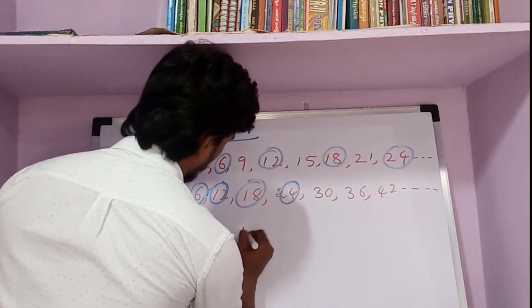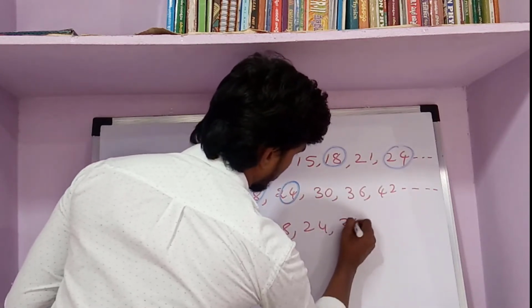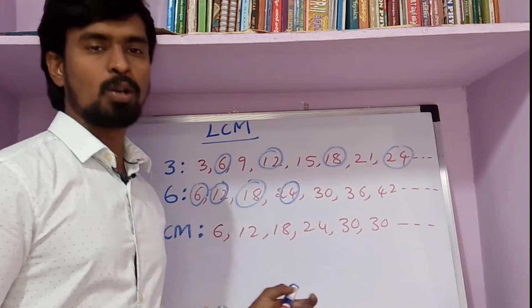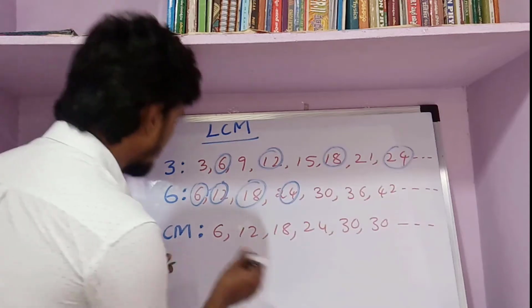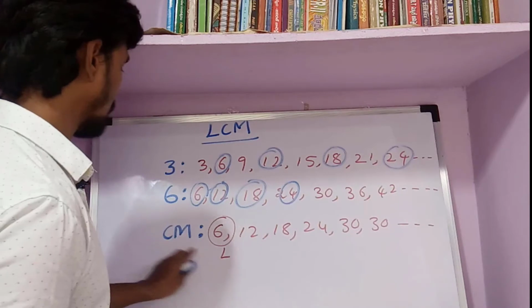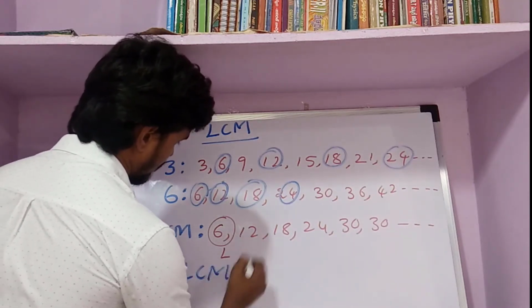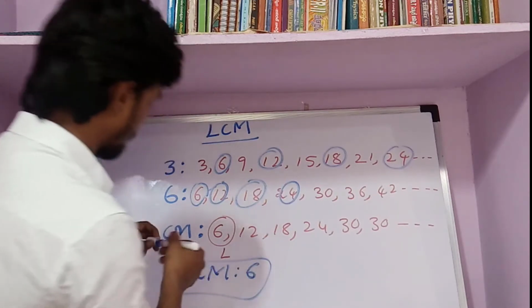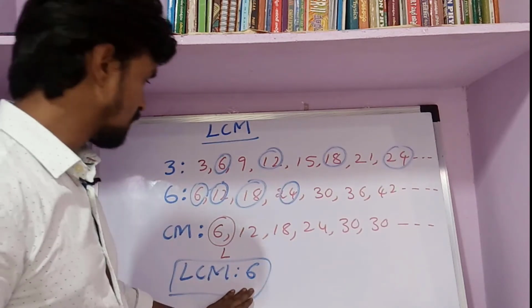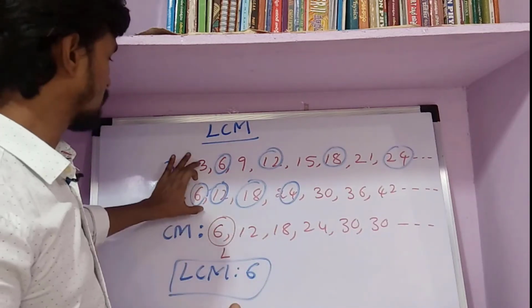6, 12, 18, 24, 30, 36, and so on. Out of these multiples, we have to take the lowest one. So which lowest one here? The 6 is the lowest one. Then we write here L. 6 is the lowest common multiple. So here LCM is 6. LCM of the 3 and 6 is 6. That means here 6 is the lowest common multiple of these two numbers.